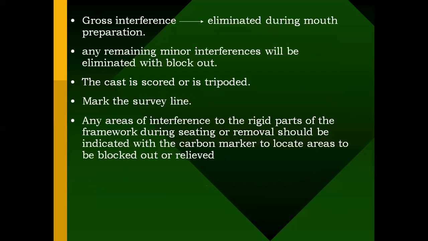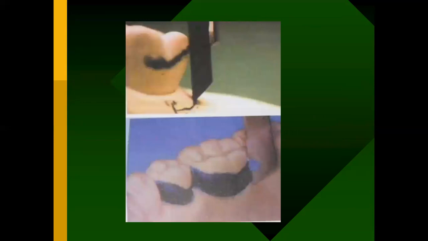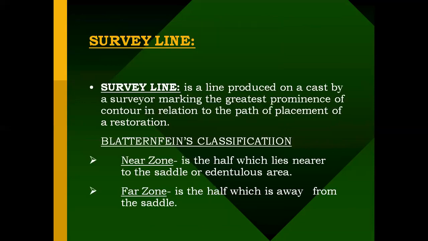Gross interferences are eliminated during mouth preparation. Any remaining minor interferences will be eliminated with blockout. The cast is scored or is tripoded. Mark the survey line. Then any areas of interference to the rigid part of the framework during seating or removal should be indicated with the carbon marker to locate areas to be blocked out or relieved. In this image, we can see the surveying is done and the wax blockout is done.